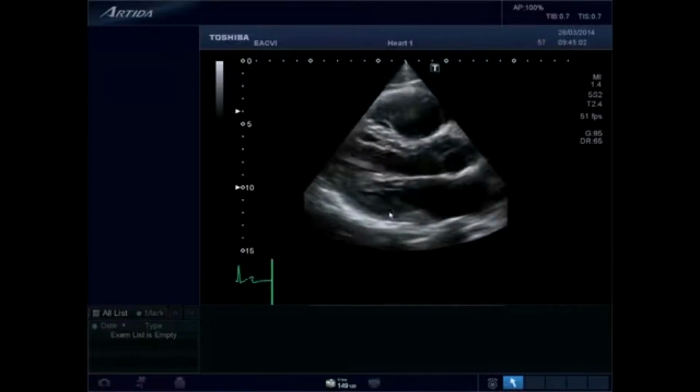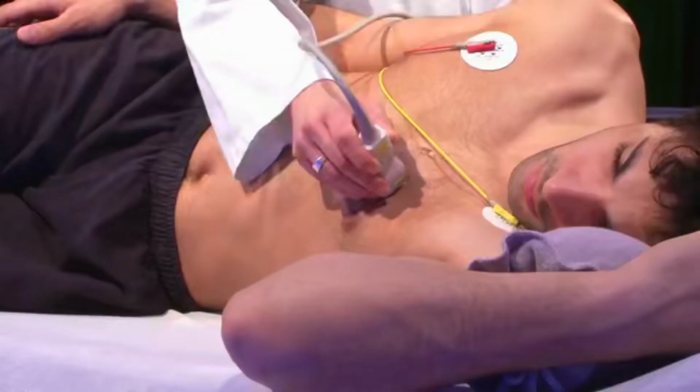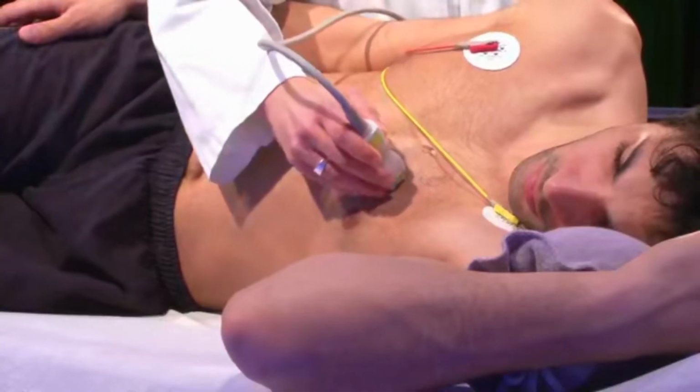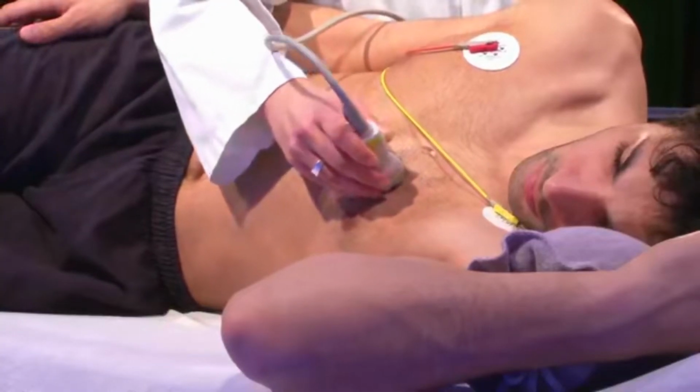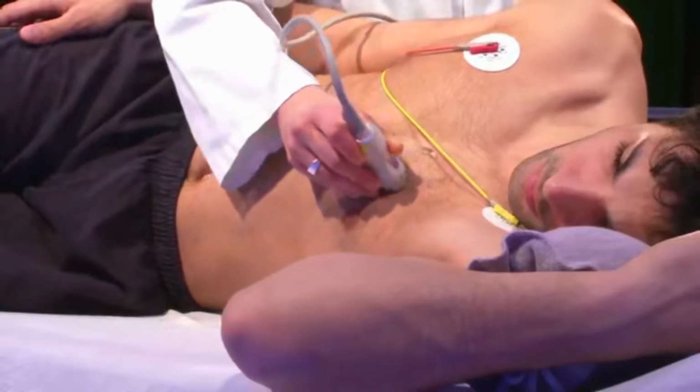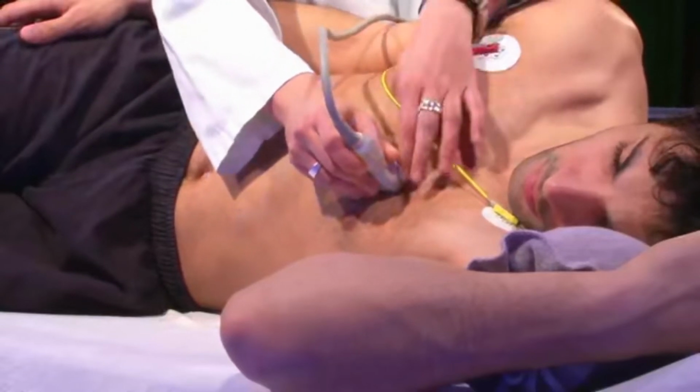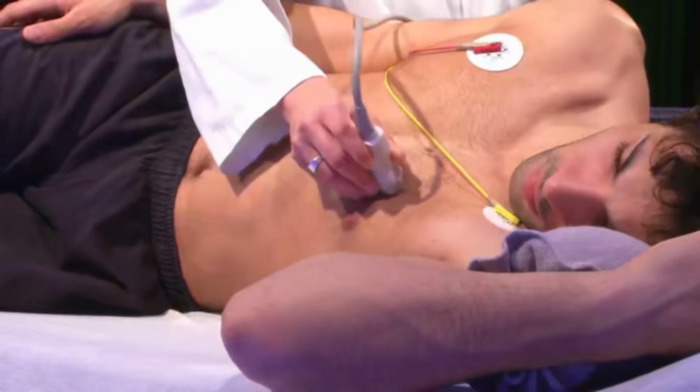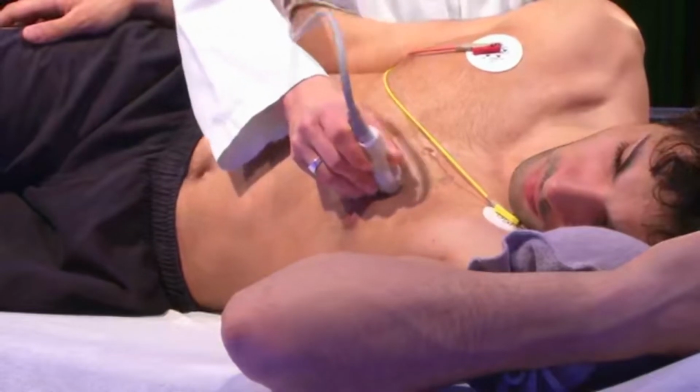So now I will try to obtain a short axis view. So I am rotating the transducer 90 degrees. So now the marker is going in the direction of the head of the patient.